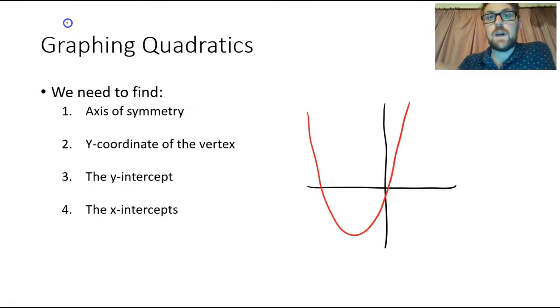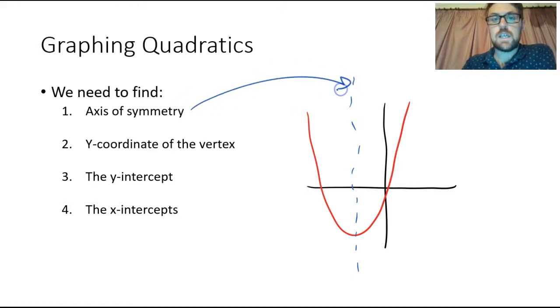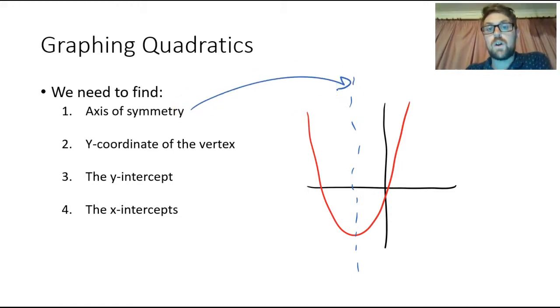Just as a quick reminder, we know that the axis of symmetry is that axis that splits our quadratic into equal halves. That's the axis of symmetry. The y-coordinate of the vertex. Now the vertex is the turning point. So this is the vertex, and we can use the axis of symmetry and the y-coordinate to get that point there.